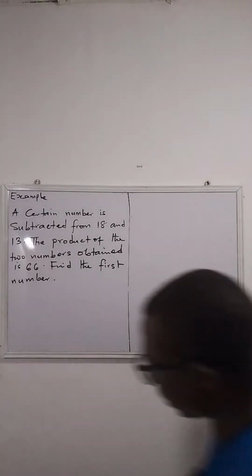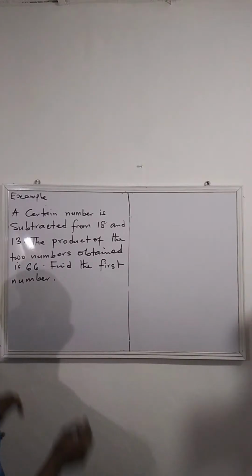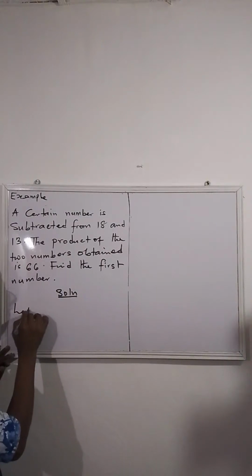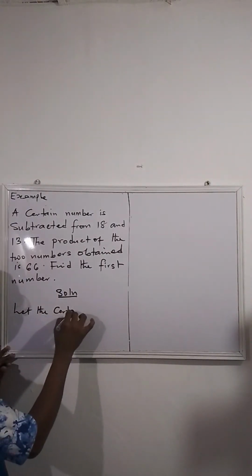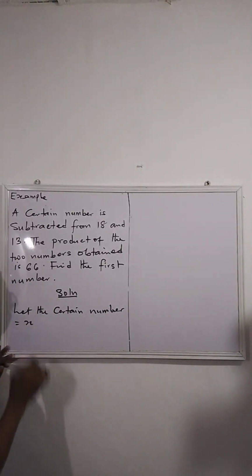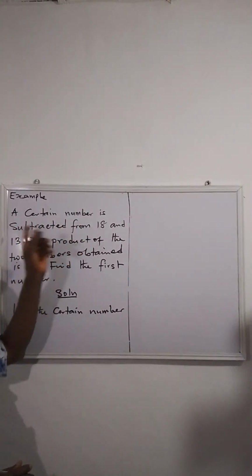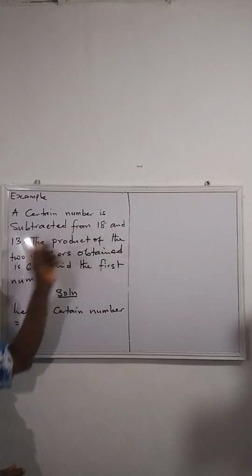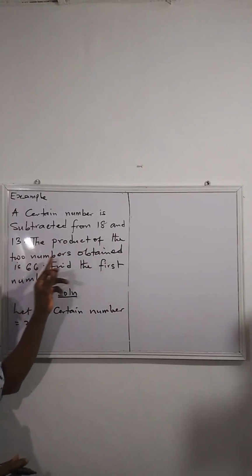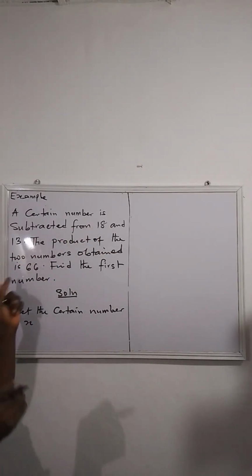Now let's look at the question together. A certain number is subtracted from 18 and 13. We start by saying let the certain number be x. The question says that certain number is subtracted from 18 and 13. The product of the two numbers obtained, that is after subtracting, is 66.